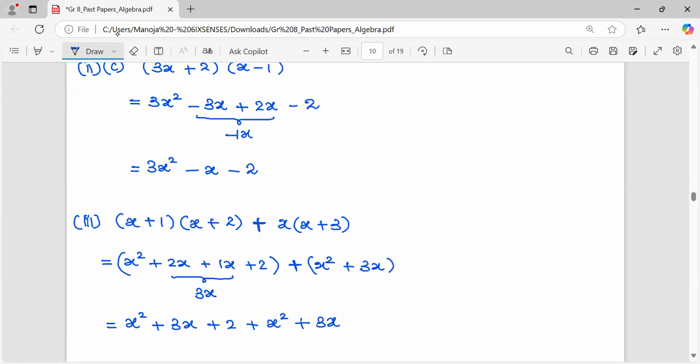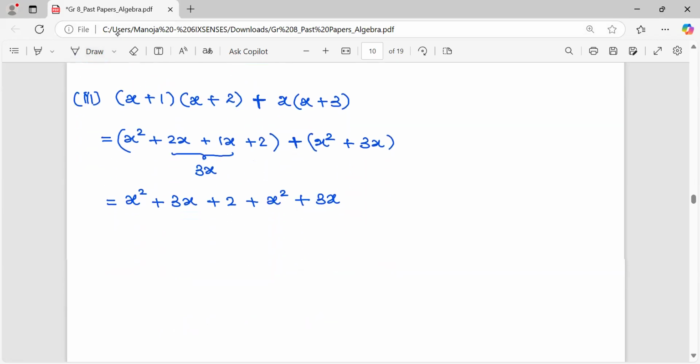x plus 1, x plus 2, x and x plus 2. x and x squared, x and 2, 2x. 1 and x, 1x, 1 times 2, 2. 2x plus 1x is 3x. Then x times x squared, x times 3, 3x. So then I can write the like terms closer: x squared plus x squared plus 3x plus 3x plus 2.